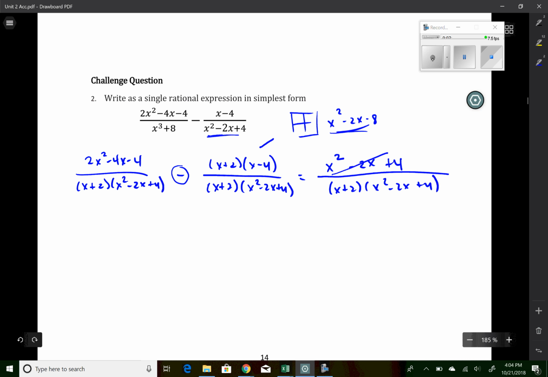Notice the numerator reduces with that one value. So my final answer is 1 over x plus 2. And then if you were looking for those undefined values, one of them is really easy. x cannot be negative 2. The other one, not so much.